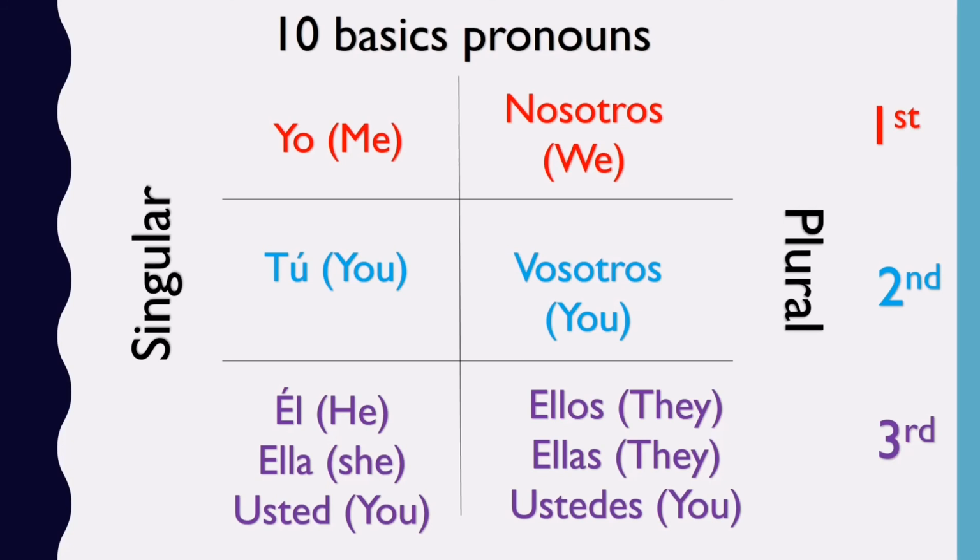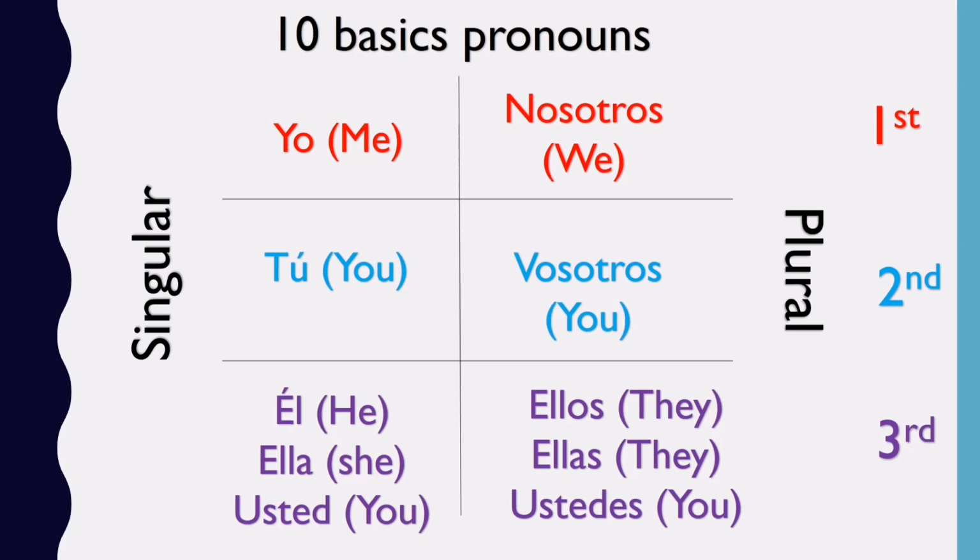And here you will find another you. But what differs this you from the you that we saw in the blue section, the tú? This you, which is usted, is used in formal conversation. When you're talking to a boss, a professor, or someone that you have a formal relationship with, you will use the usted. When you're talking to a family member or a friend, you use the tú, which is not formal.